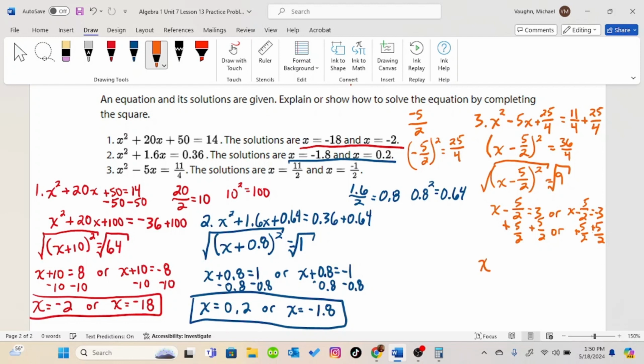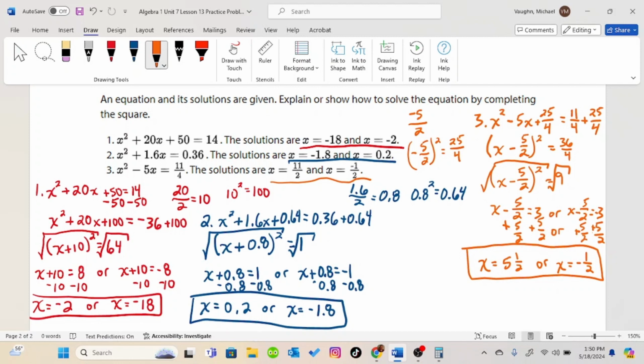And we get x equals 5.5, or x equals negative 1/2. And that matches what they have here. 5.5 is the same as 11 halves. So we've used completing the square to prove that the solutions are correct.